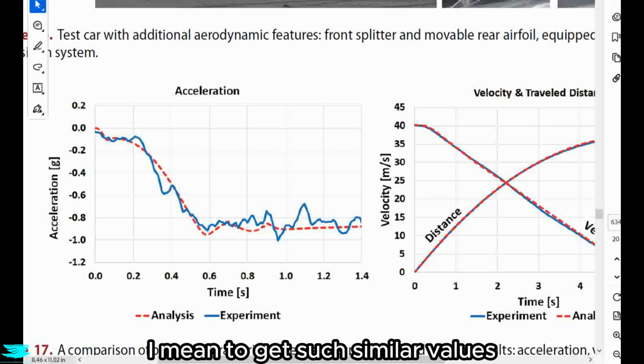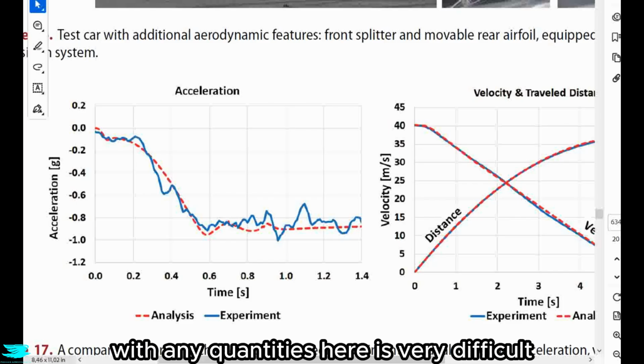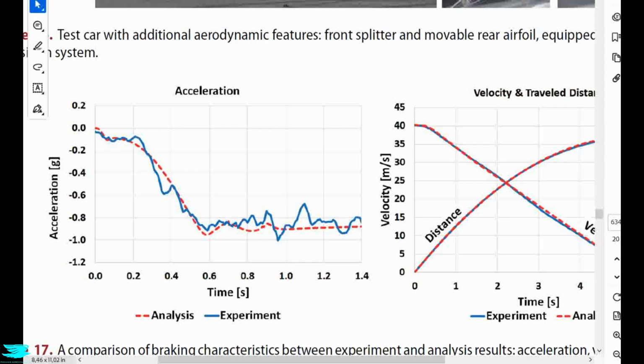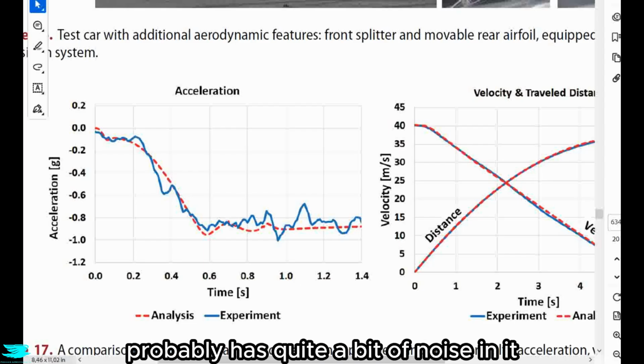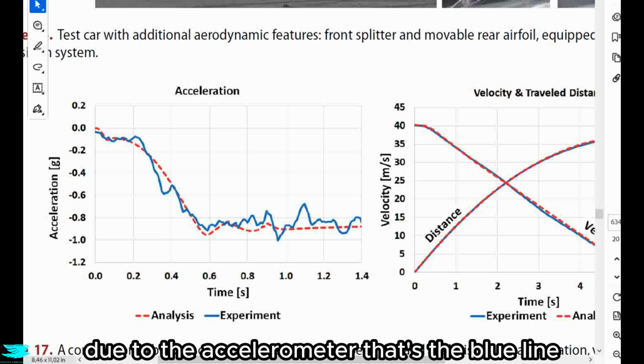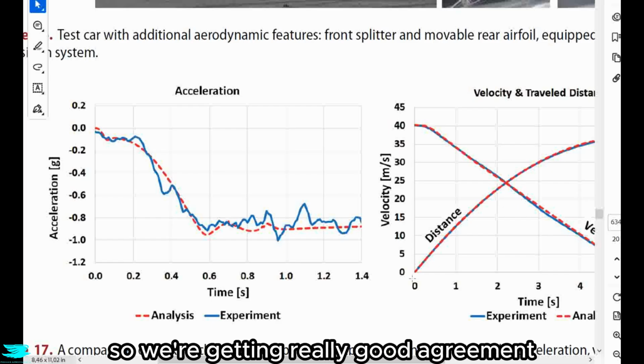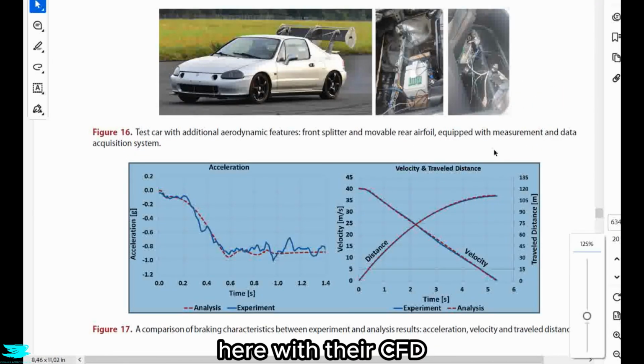I mean, to get such similar values with any quantities here is very difficult, let alone all of these. The acceleration probably shows the greatest deviations, but in reality, the experimental data probably has quite a bit of noise in it due to the accelerometer. That's the blue line. So we're getting really good agreement here with the CFD.